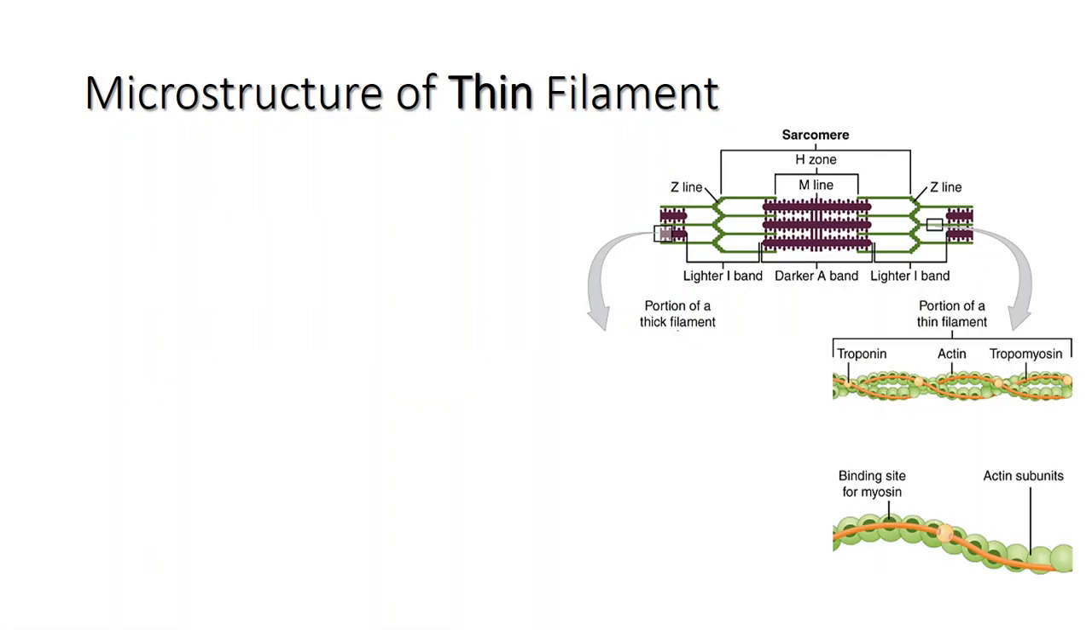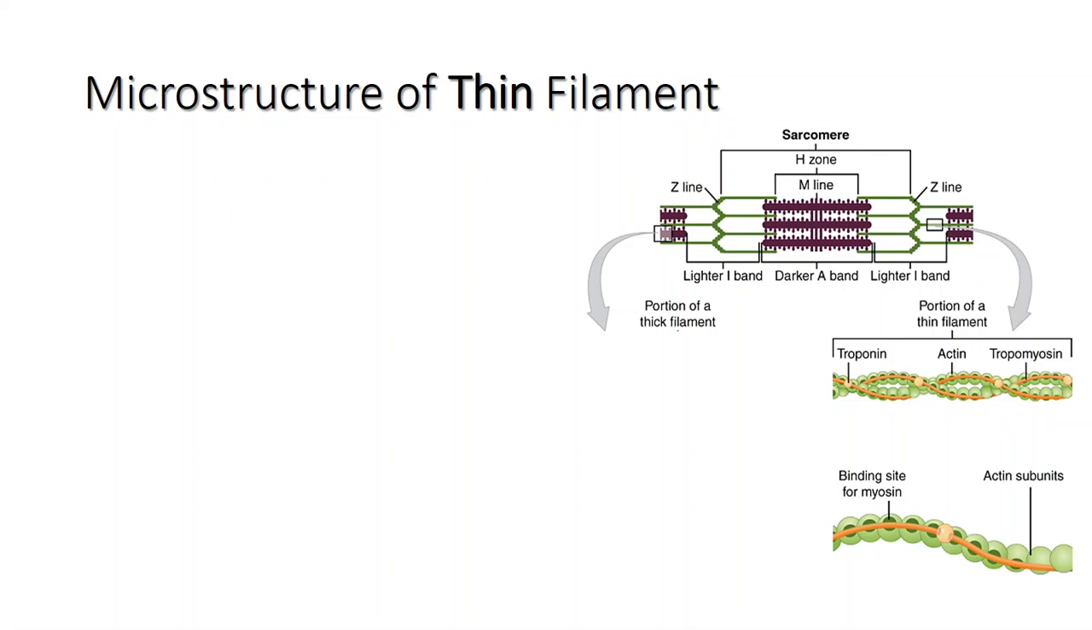The main component of the thin filament is the protein called actin. Individual actin molecules join to form an actin filament that is twisted into a helix. On each actin molecule is a myosin binding site where a myosin head can attach. Smaller amounts of two regulatory proteins, tropomyosin and troponin, are also part of the thin filament.